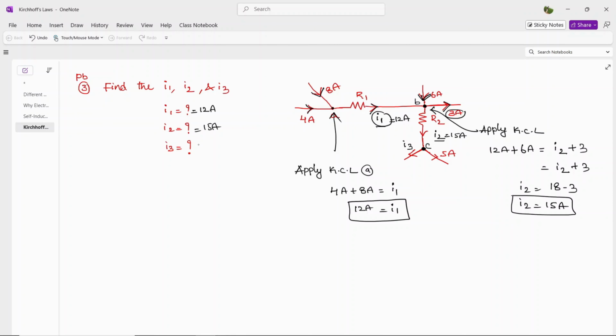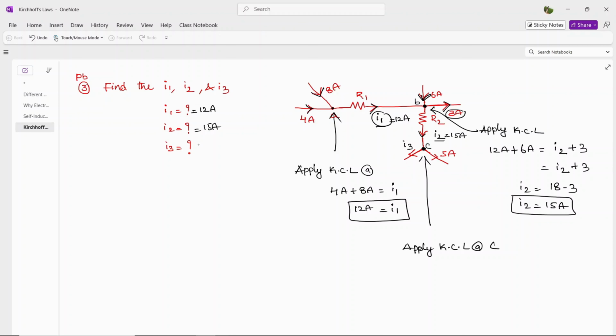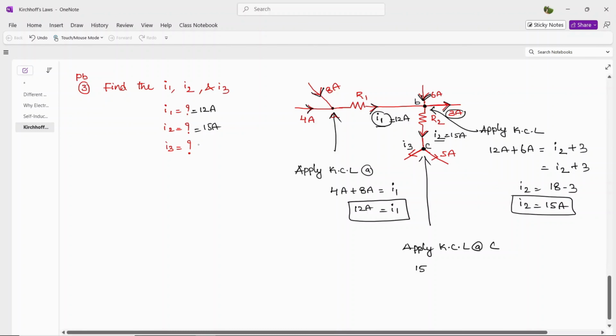Now I want to find the I3 value. So what I'm going to do is apply Kirchhoff's current law at node C. What are the entering currents? Already it is clear, I2 is entering. I2 is nothing but 15 is entering, and what are the leaving currents? I3 as well as 5.